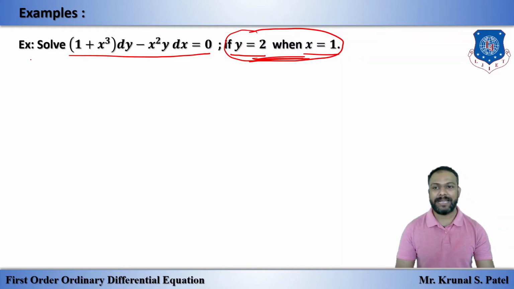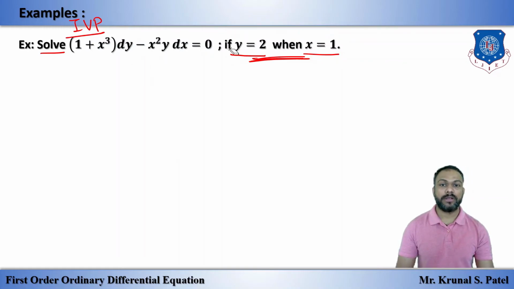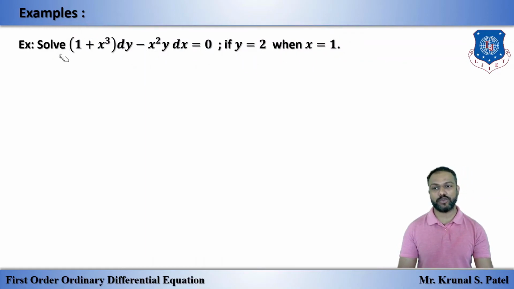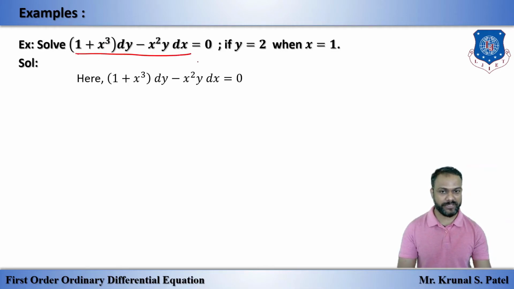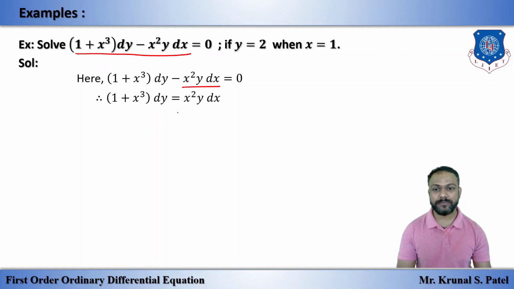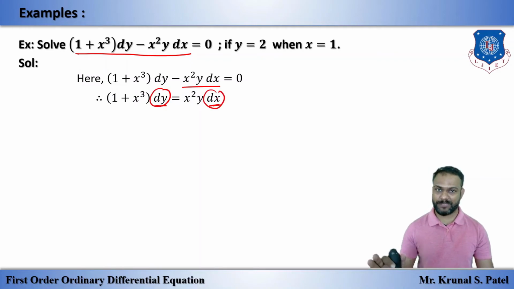But the example mentions only solve. Instead of solve, it may also say find, or solve IVP, initial value problem. There is no difference between solve and solve initial value problem. So first we will start with this differential equation only, and we'll take x square y dx on the right hand side. Now dy and dx cannot go in the denominator. That is the first concept here. So you have to put dy and dx in multiplication form.